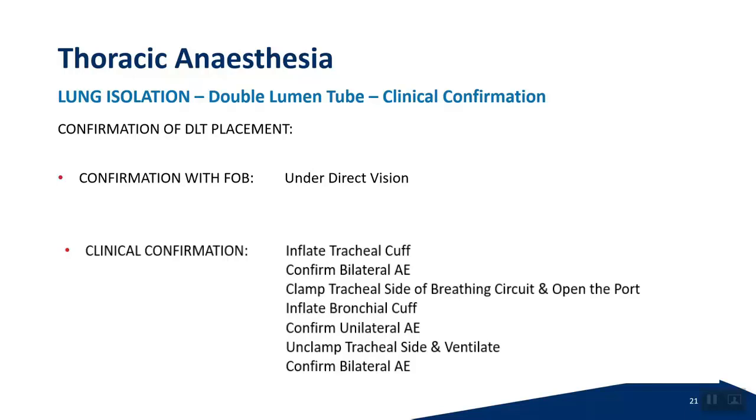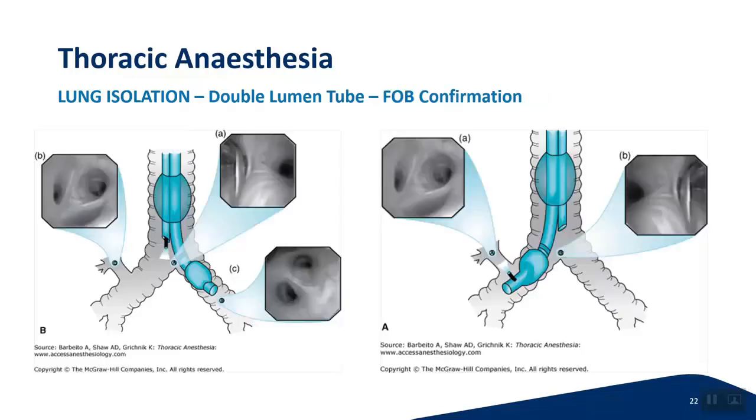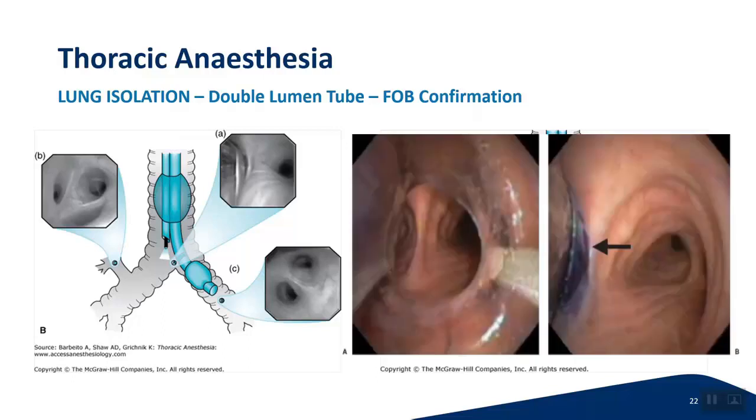This completes clinical confirmation. The gold standard for confirming correct DLT placement is with fiber optic bronchoscopy. Clinical confirmation also cannot be used to reliably confirm placement of a right-sided DLT. For left-sided DLTs, insert the bronchoscope via the tracheal lumen to visualize the carina. The endobronchial blue cuff should be seen as a thin crest in the left main bronchus. It should not herniate out of the bronchus and obstruct the trachea. The cuff can then be inflated under direct vision.